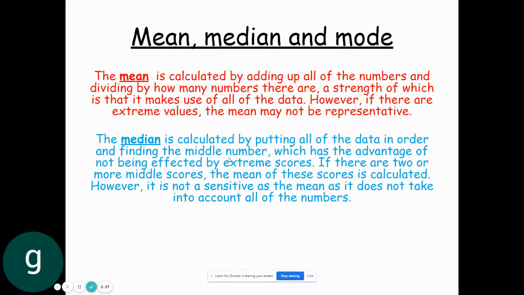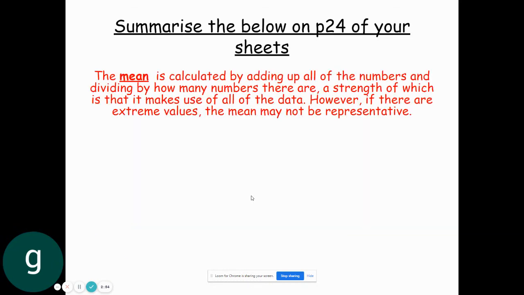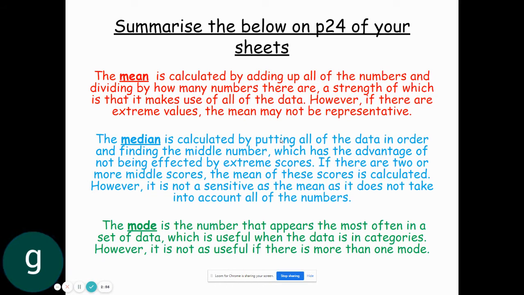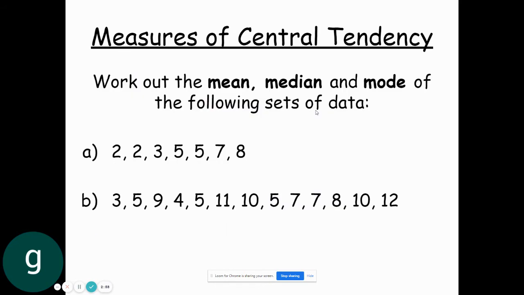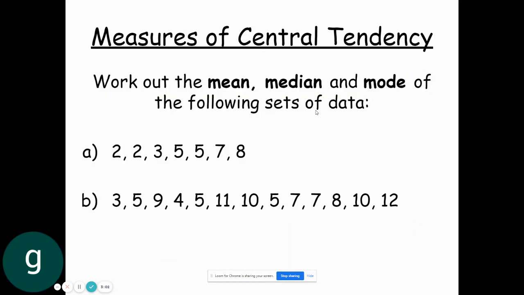The median is calculated by putting the data in rank order and finding the middle number, or if there are 2 numbers in the middle that are dissimilar, finding the mean of those numbers. And the mode is the most common digit to occur in your data series. So summarise these below what I've just said into page 24 of your booklet. I'll pause. Right, summarise this.